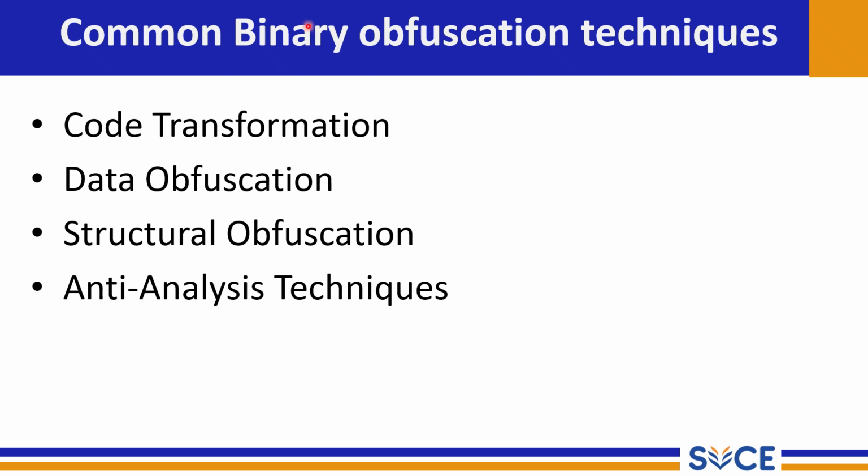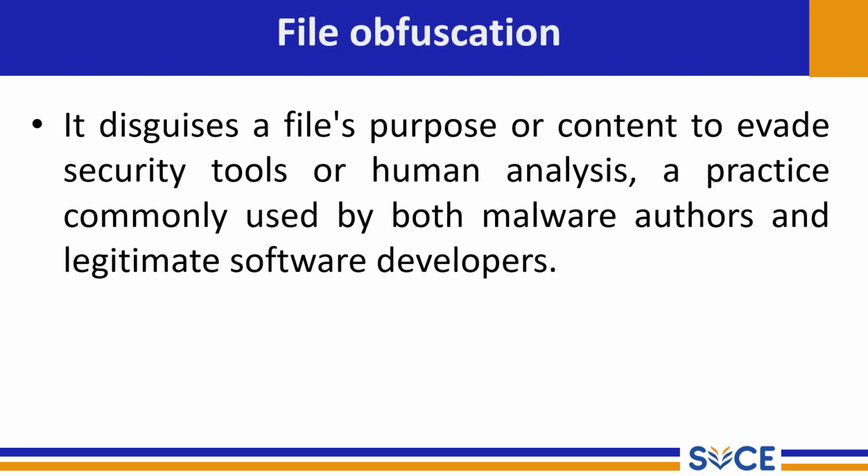So these all come under the common binary obfuscation techniques. Okay, so that's all regarding binary obfuscation techniques. And the next topic is file obfuscation. File obfuscation disguises a file's purpose or content to evade security tools or human analysis, a practice commonly used by both malware authors and legitimate software developers.